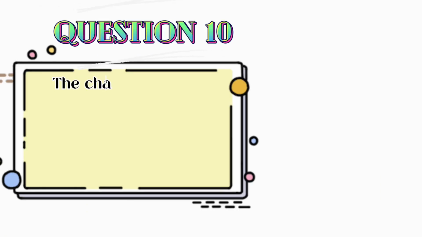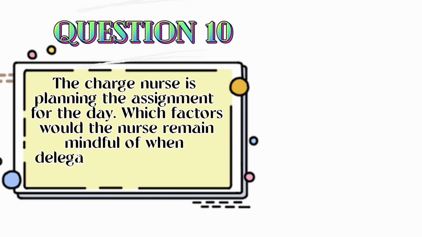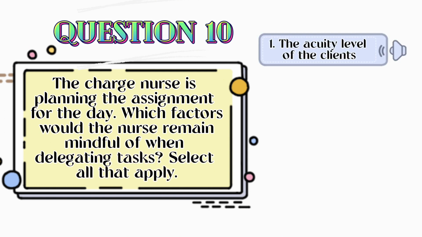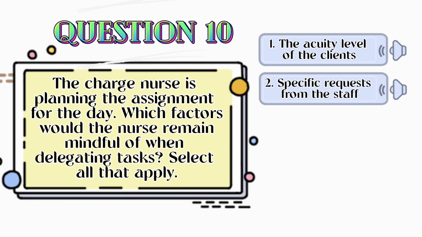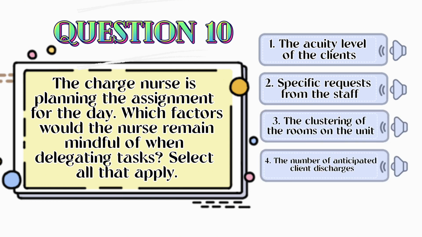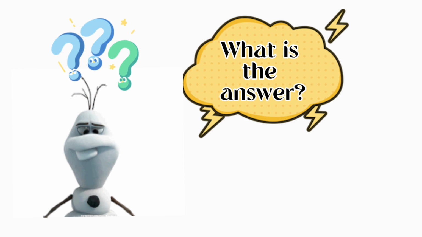Question 10. The charge nurse is planning the assignment for the day. Which factors would the nurse remain mindful of when delegating tasks? Select all that apply. 1. The acuity level of the clients. 2. Specific requests from the staff. 3. The clustering of the rooms on the unit. 4. The number of anticipated client discharges. 5. Client needs and workers' needs and abilities. What is the answer?